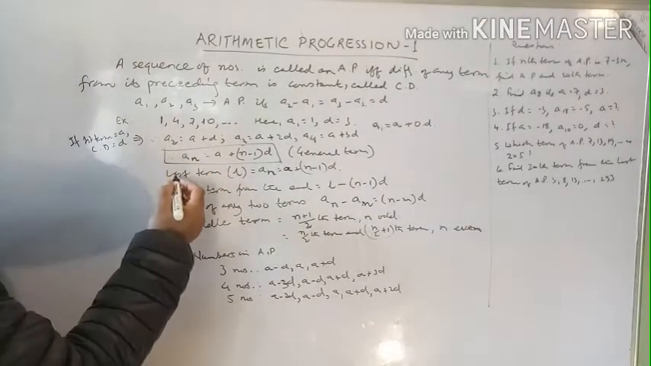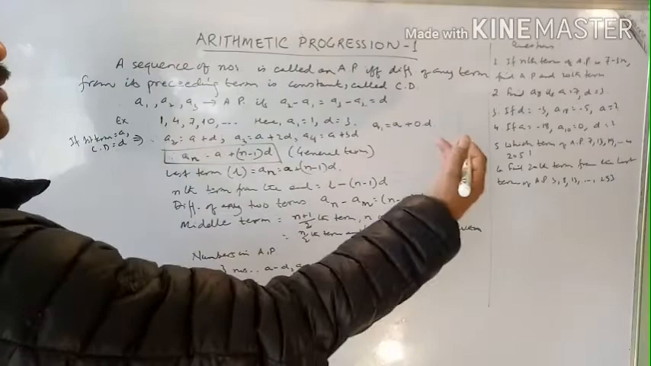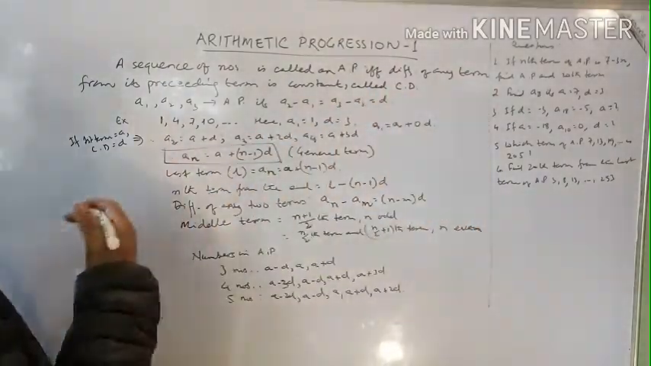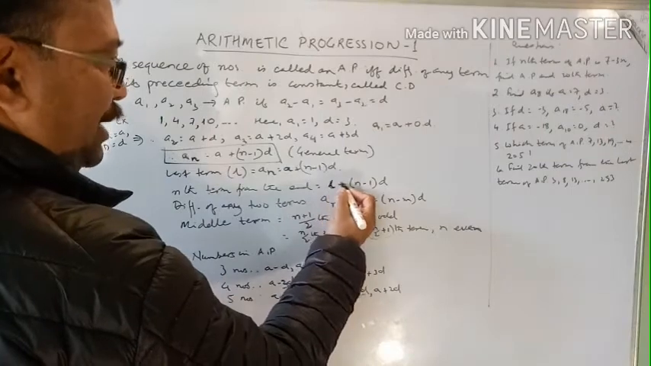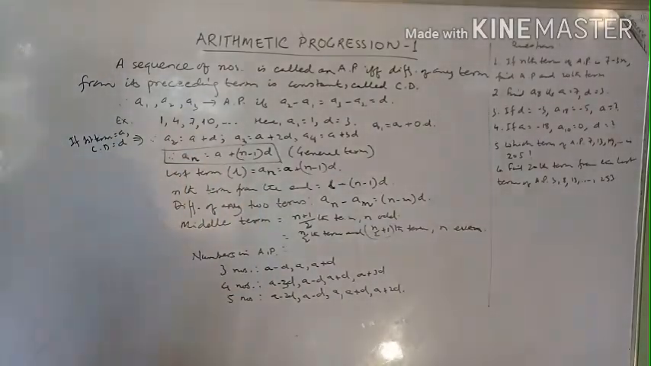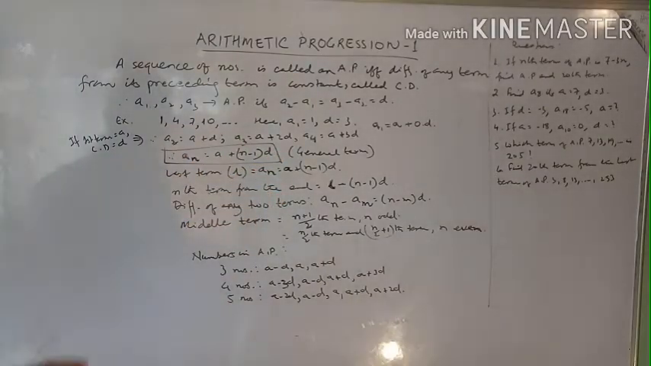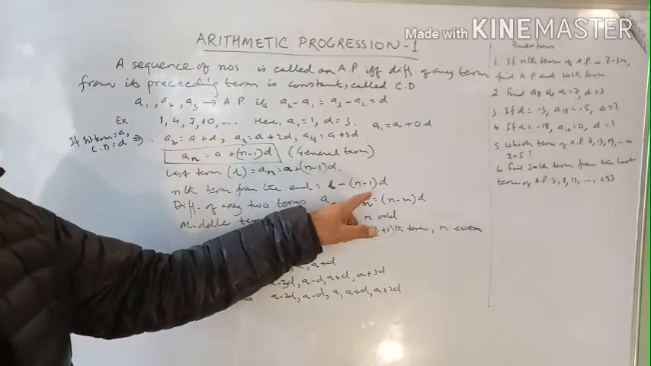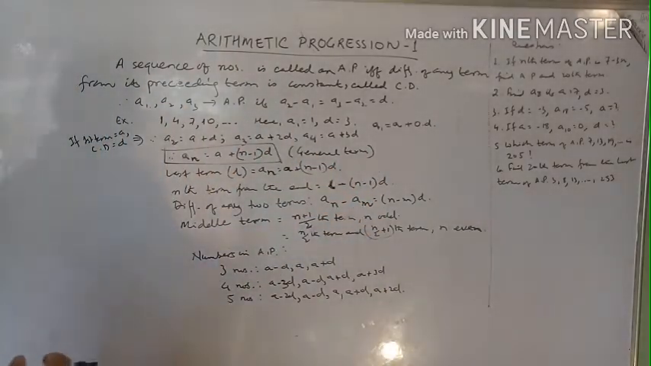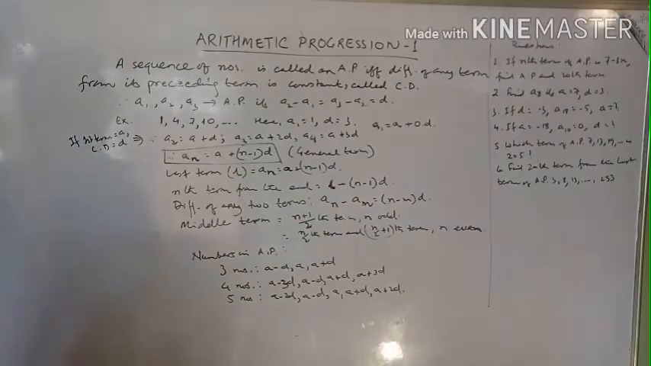Suppose you have to find the nth term from the end. You start counting from the last term. Then it is l minus (n minus 1)d. l is the last term, and l formula is a_n. So if you have to find the nth term from the beginning, we use this formula a plus (n minus 1)d. If you have to find the nth term from the end, then l minus (n minus 1)d. So you have to read the question carefully, whether you have to find the nth term from the beginning or the nth term from the end. Accordingly, we choose the correct formula.